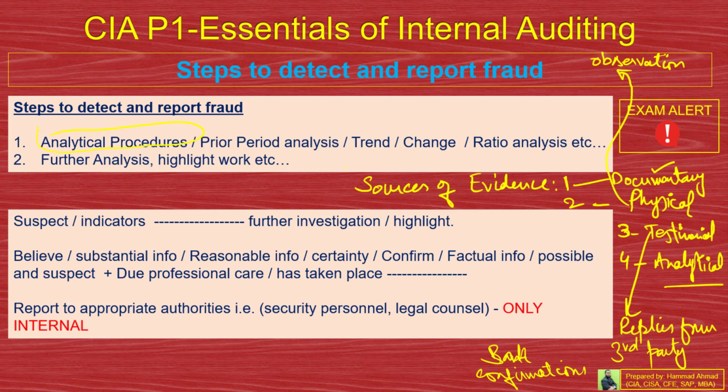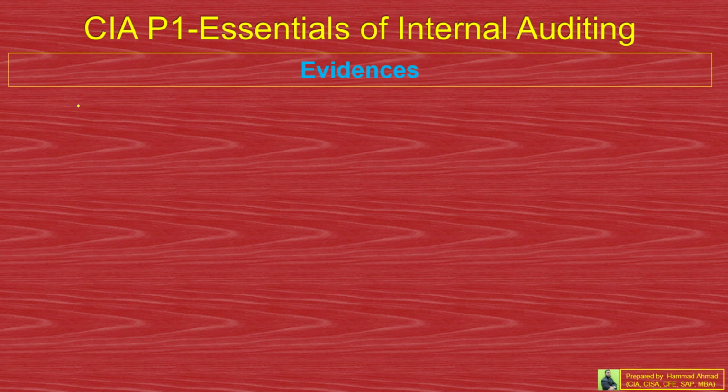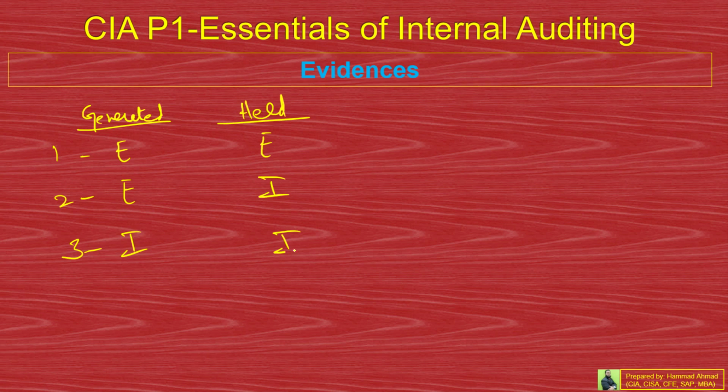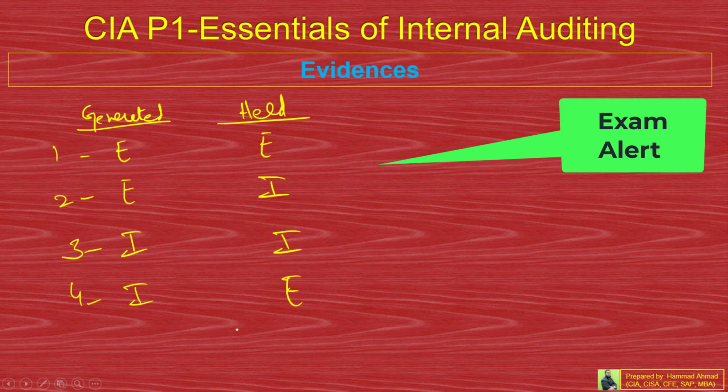So please keep in mind, for example, if an evidence is externally generated and externally held. First is externally generated and externally held. Second is externally generated, internally held. Third is internally generated, internally held. Fourth is internally generated, externally held. So which one is most reliable? One. Yes, one is most reliable, externally generated and externally held.